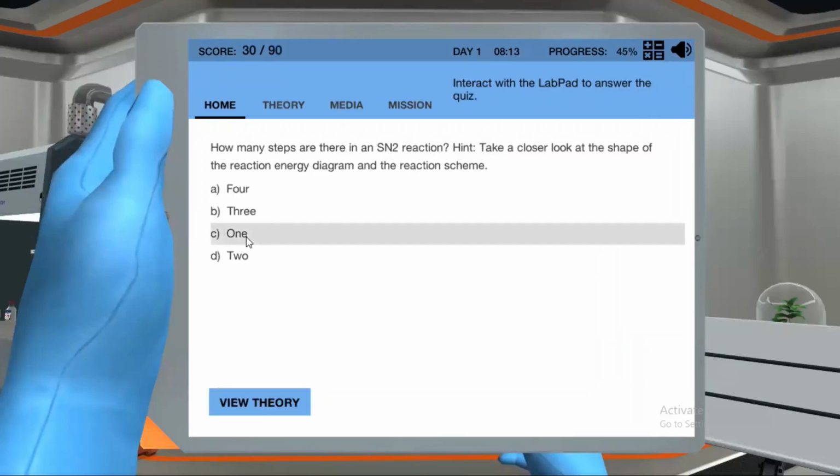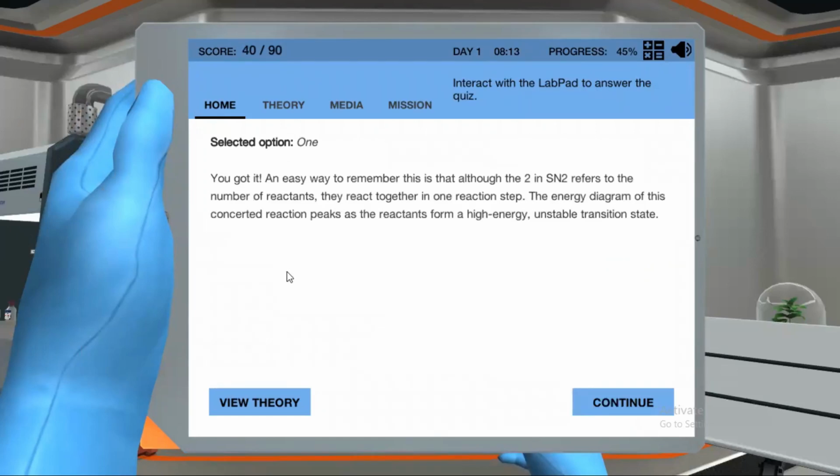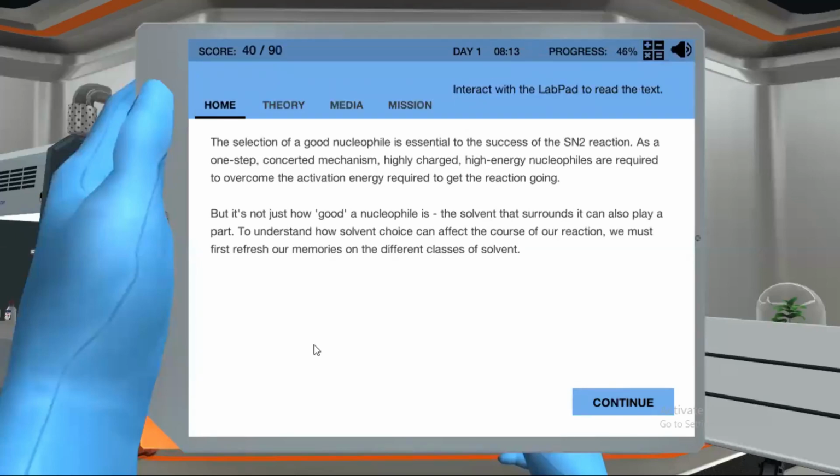Hint: take a closer view. Got it. An easy way to remember this is that although the 2 in SN2 refers to the number of reactants, they react together in one reaction step. The energy diagram of this concerted reaction shows the reactants forming a high-energy, unstable transition state. The selection of a good nucleophile is essential to the success of the SN2 reaction.